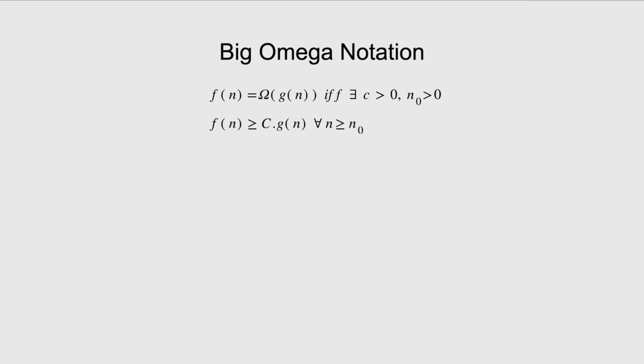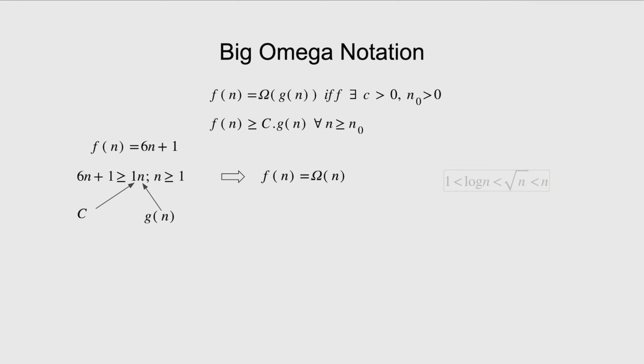to c into g(n). Now if we take this example, if I have the function f(n) equals 6n plus 1, then I can write 6n plus 1 greater than just 1 into n for all n greater or equal to 1. This is c and this is g(n), so this is true, and f(n) equals omega of n. Now when the lower bound is n, then also all lower terms are true.